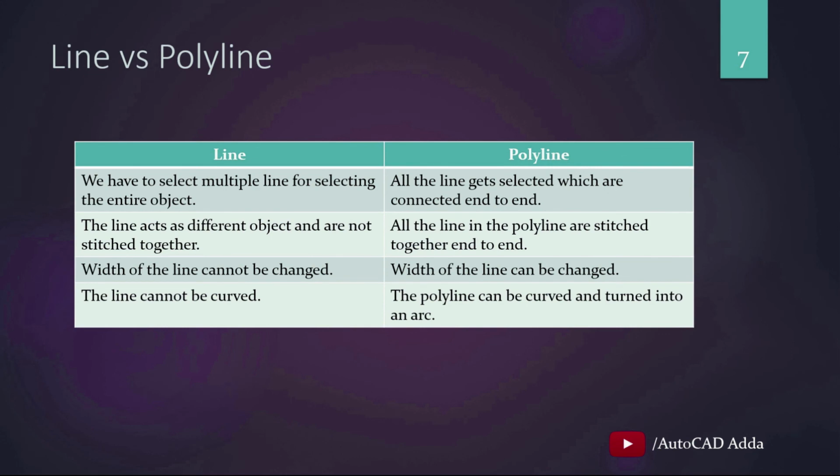This is a chart which explains the basic difference between the line and polyline command. So for selecting the object in the line command, we have to select multiple objects, while for selecting the entire object in the polyline command, we can just click on any single line and the entire object will get selected, from which we can understand that the polylines are stitched together, or we can say connected together end to end. There are other differences also which we will see in the later upcoming videos, like you can change the width of the polyline and you can curve your polyline and convert it into an arc.